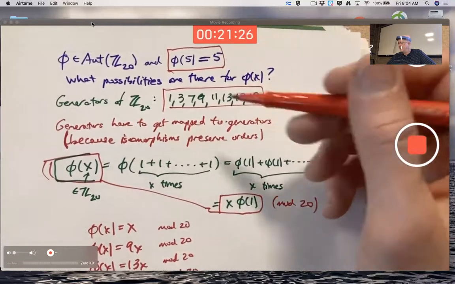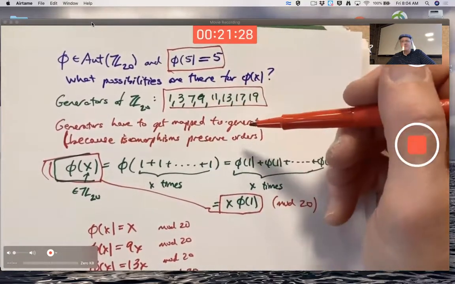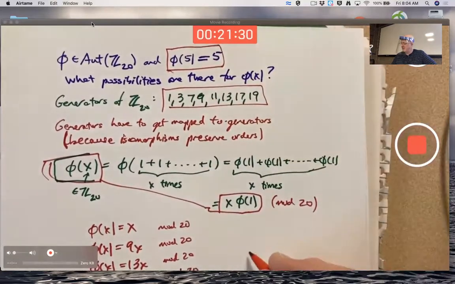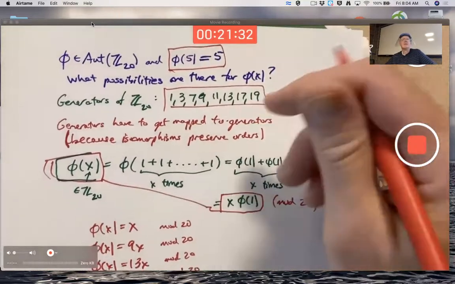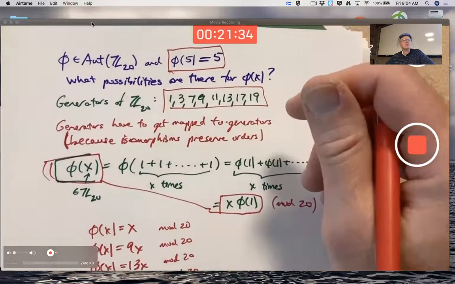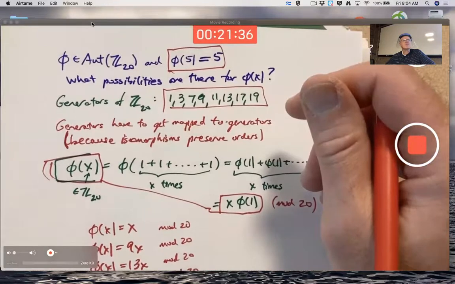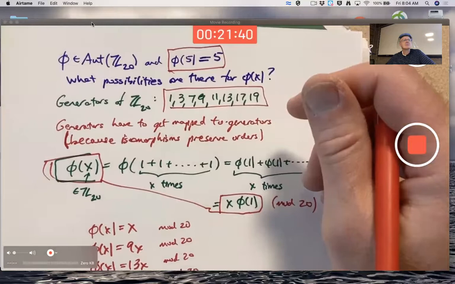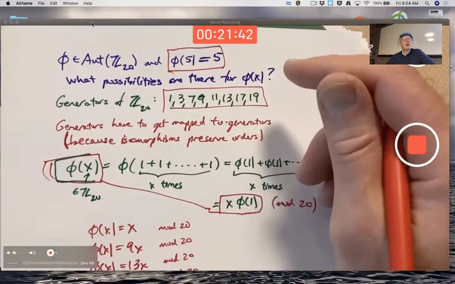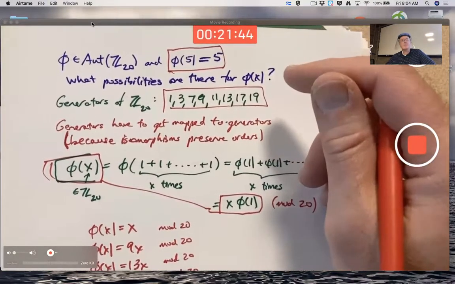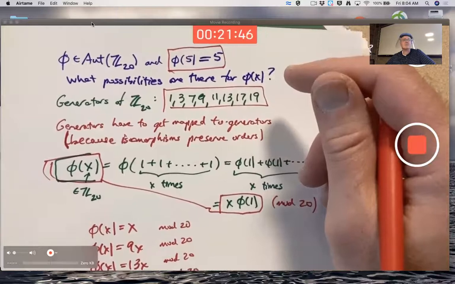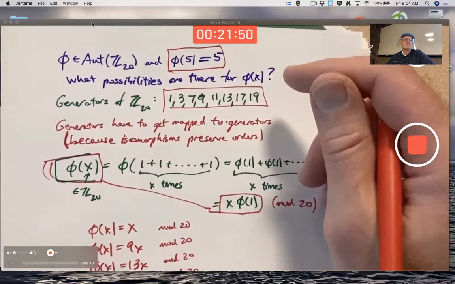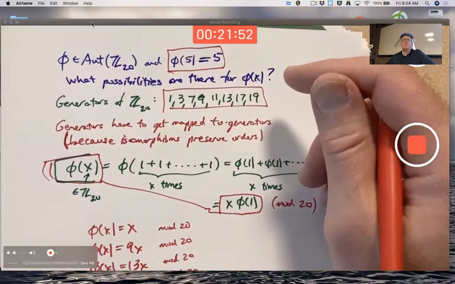If you picked some other number that's not a generator, like what if you use the formula phi of x equals 2x? Wouldn't that still be operation preserving? Because it's still linear, 2 times x. It would still be operation preserving. The problem is that it would not be 1-to-1 and it would also not be onto. That would be the problem.